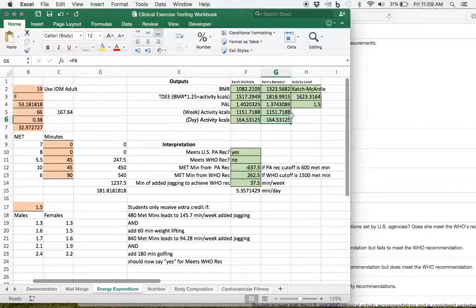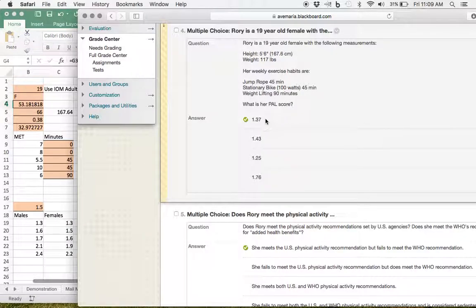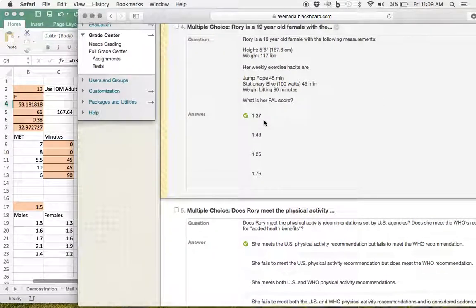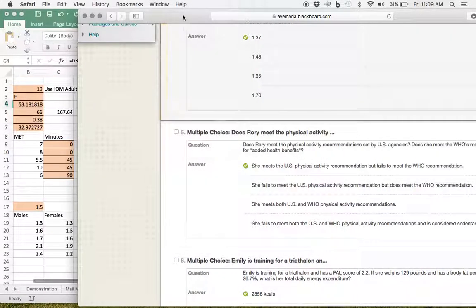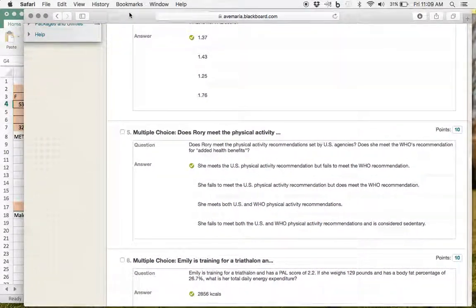Alright. Now if we were to divide these two together, the total daily energy expenditure over BMR, or resting metabolism, then we receive this number as a PAL score, which is 1.37. Is that an option? Yes, it is. 1.37 it is. Then we have a question about whether she meets the U.S.